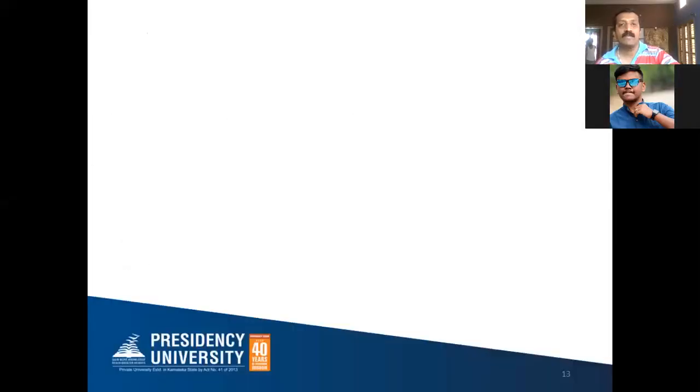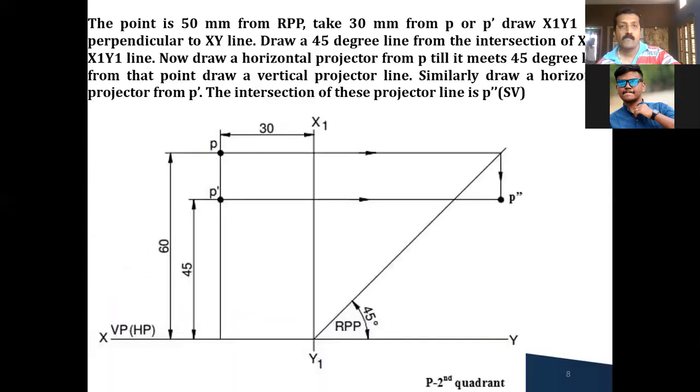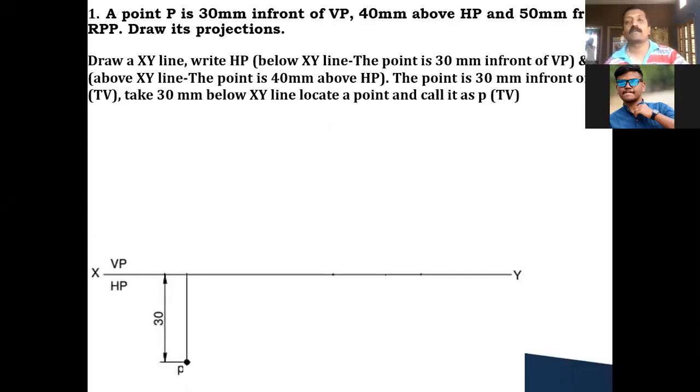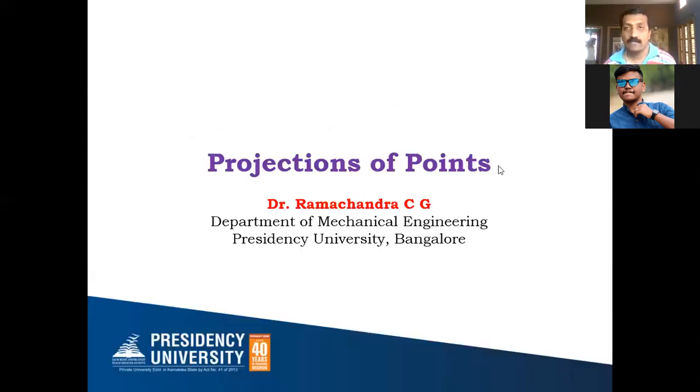So can anyone tell me what is a straight line, how we can define a straight line? Anyone? What is a straight line? How we can define? Somebody has posted. Let me check. Combination of many points. Good. So it's a combination of points. Okay, fine.